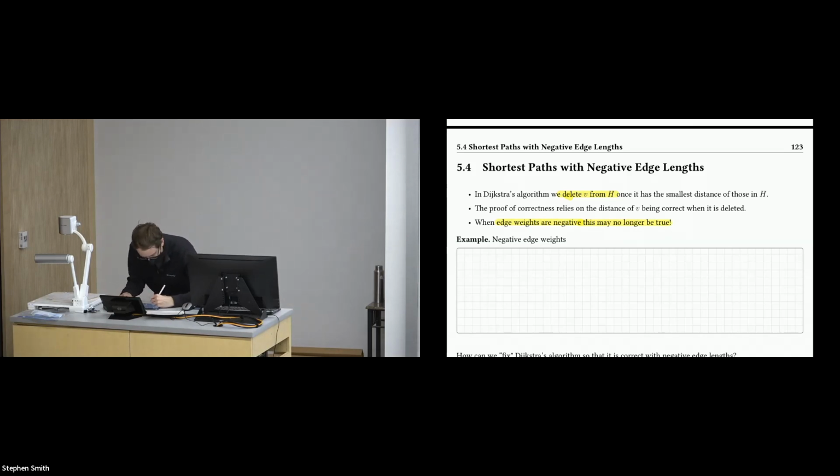Let's take a super simple graph that just has 3 vertices, S, A, and B. The length from S to A is 3. From B to A is -2. And from S to B is 4.